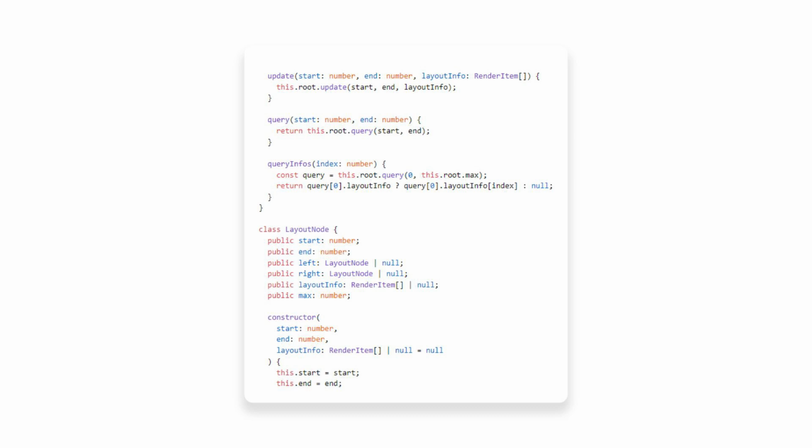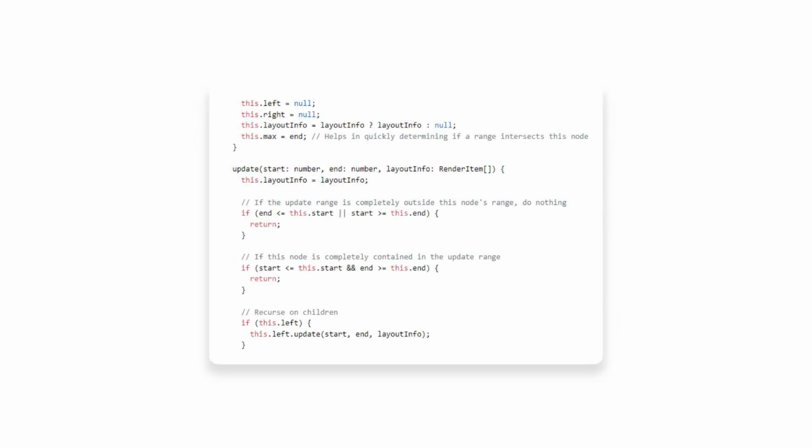2. Layout node class. The layout node class represents a single node in the layout tree with properties for its start and end positions, start, end, left and right child nodes, left, right, layout data, layout info, and a maximum value, max. The constructor initializes these properties, optionally setting the layout info to null if not provided. Overall, this snippet is integral to maintaining and querying the render layout structure in the editor, allowing for updates and efficient layout information retrieval. Here we continue the layout node class definition with property initialization and an update method.